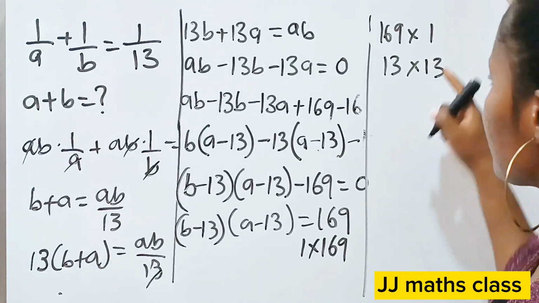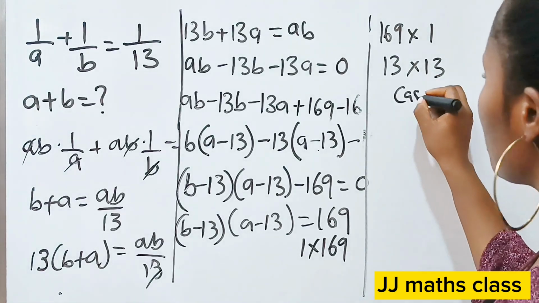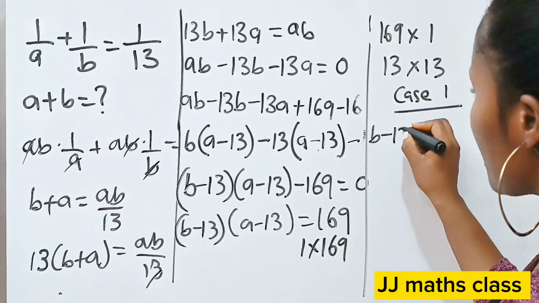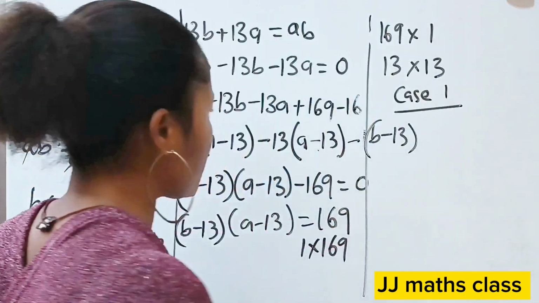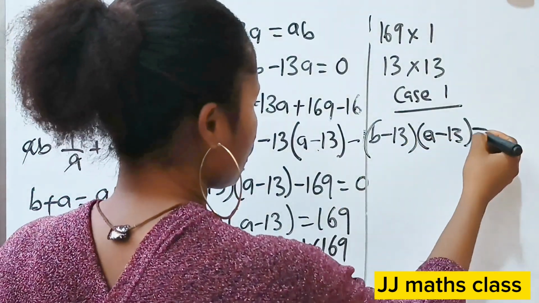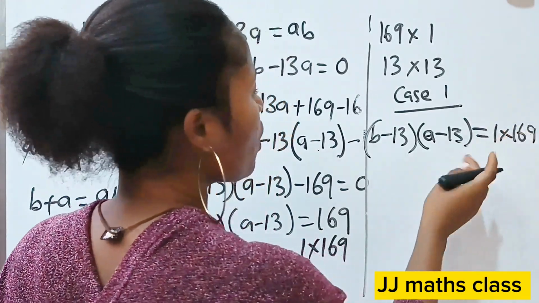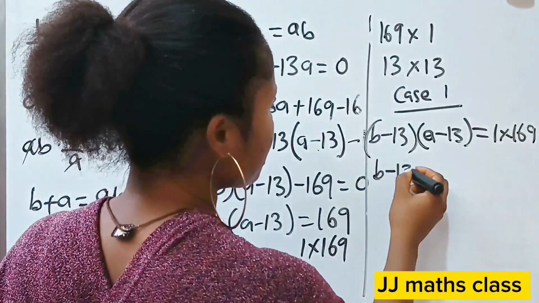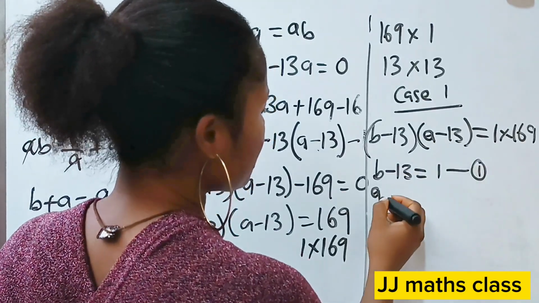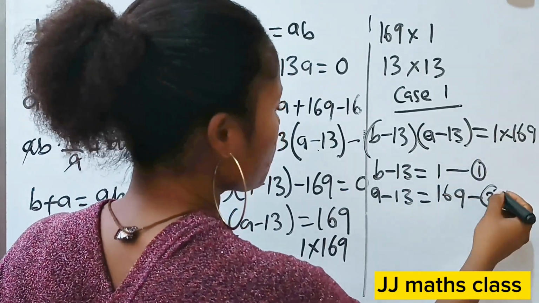So we have the first case, the second case, and the third case, and we are going to make use of all of them. For case 1, b minus 13 multiplied by a minus 13 is equal to what? 1 multiplied by 169. If that is the case, that means b minus 13 is equal to 1. Let's call this equation 1. And a minus 13 is equal to 169. Let's call this equation 2.